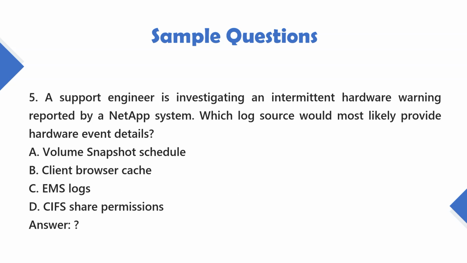5. A support engineer is investigating an intermittent hardware warning reported by a NetApp system. Which log source would most likely provide hardware event details? A. Volume snapshot schedule. B. Client browser cache. C. EMS logs. D. CIFS share permissions.